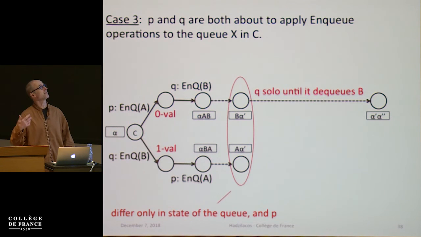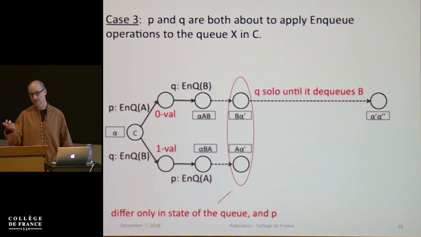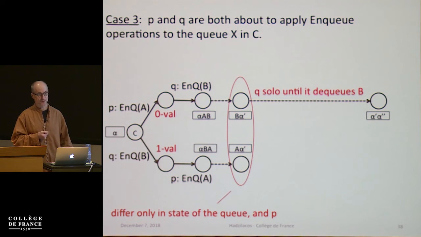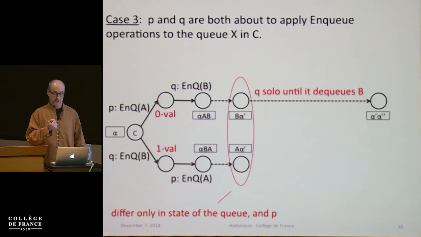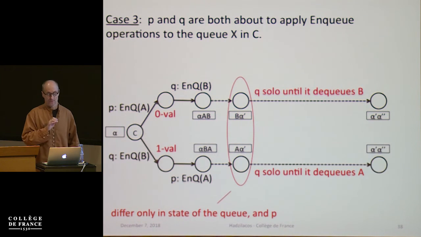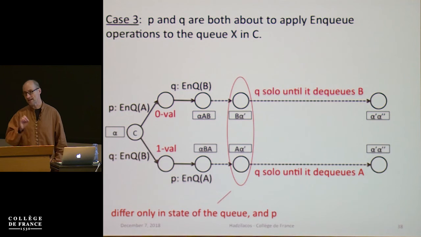Okay, so I let Q take steps by itself until it dequeues B, and it will have to dequeue B for the same reason that I explained before for P. In doing so, it may enqueue a few more things into the queue, alpha double prime, perhaps empty. But because the two configurations differ, again, only in the state of the Q and P has not taken any steps here, this execution of Q is applicable to the bottom configuration, except that at the very last step, instead of dequeuing B, it will dequeue A.